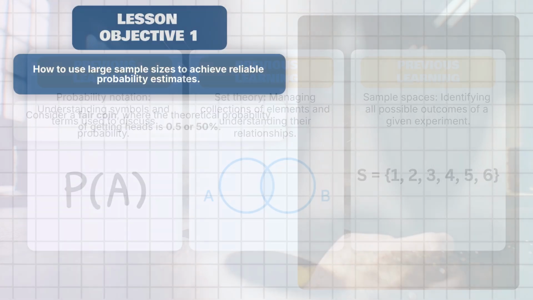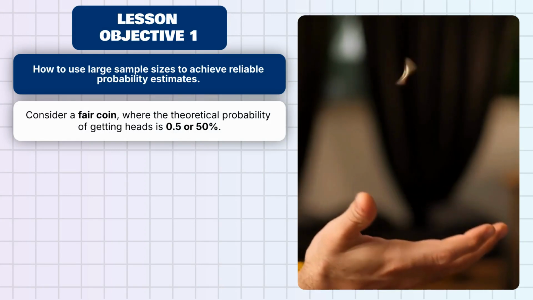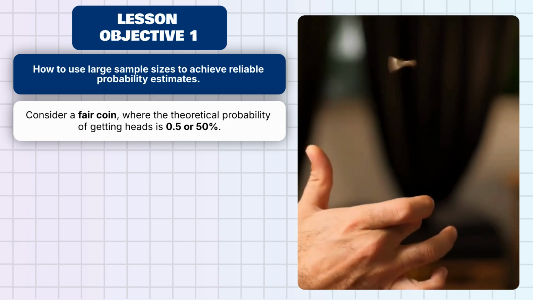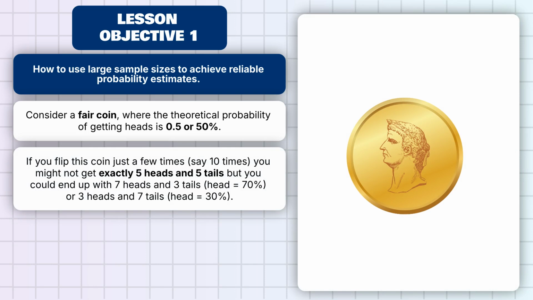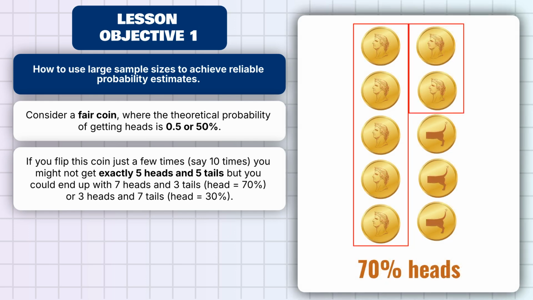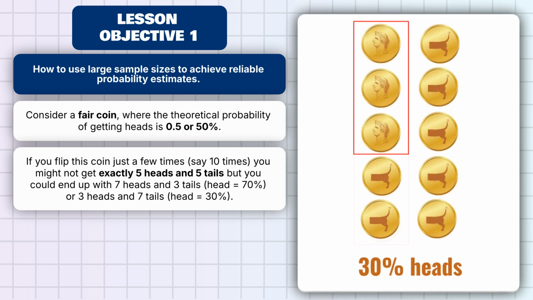This technique is crucial in fields like statistics and data science, where making accurate predictions based on sampled data is essential. Consider a fair coin, where the theoretical probability of getting heads is 0.5 or 50%. If you flip this coin just a few times, say 10 times, you might not get exactly 5 heads and 5 tails. It could end up being 7 heads and 3 tails, which makes it seem like the probability of getting heads is 70%. Or it might be 3 heads and 7 tails, suggesting a probability of 30%. These small samples don't always give a result that matches our theoretical expectation due to the randomness involved.